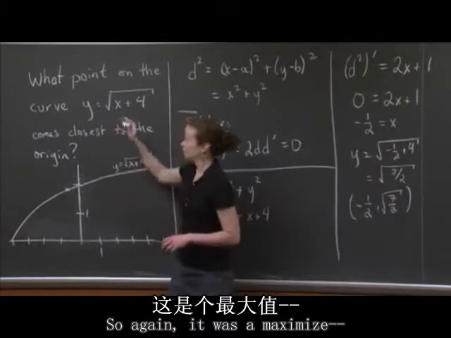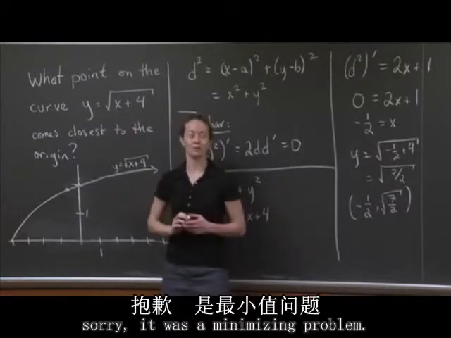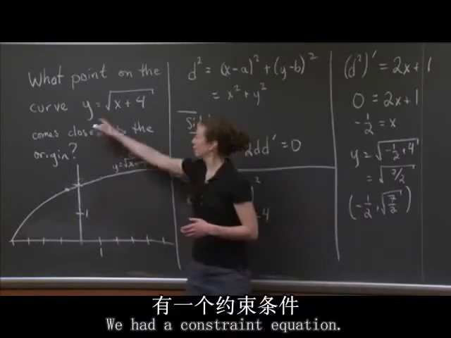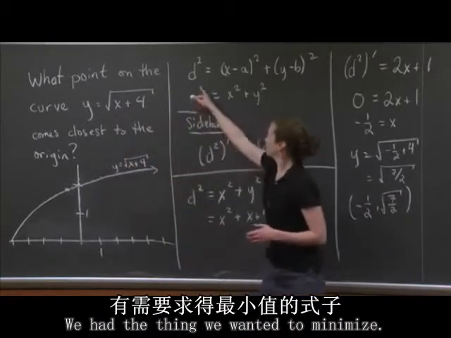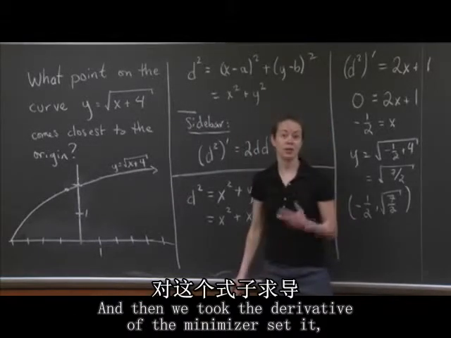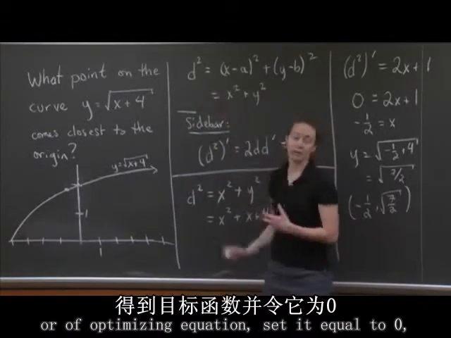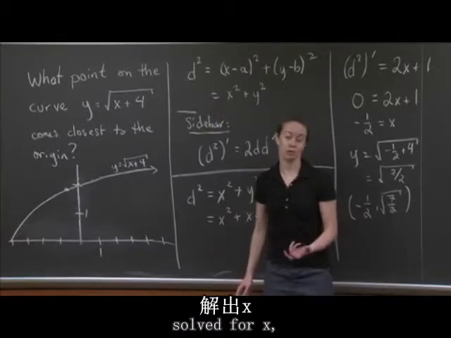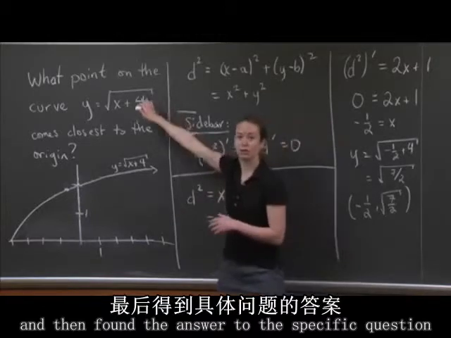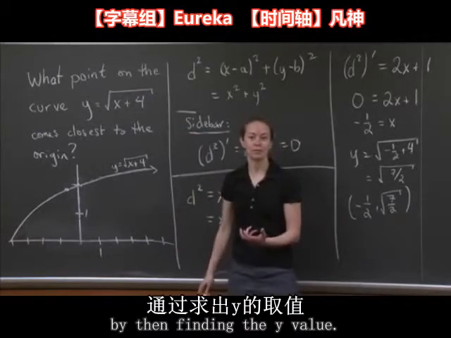So again, it was an optimization problem where we wanted to minimize distance. We had a constraint equation, and we had the thing we wanted to minimize. Then we took the derivative of the optimizing equation, set it equal to 0, solved for x, and then found the answer to the specific question by finding the y value. And I think I'll stop there.